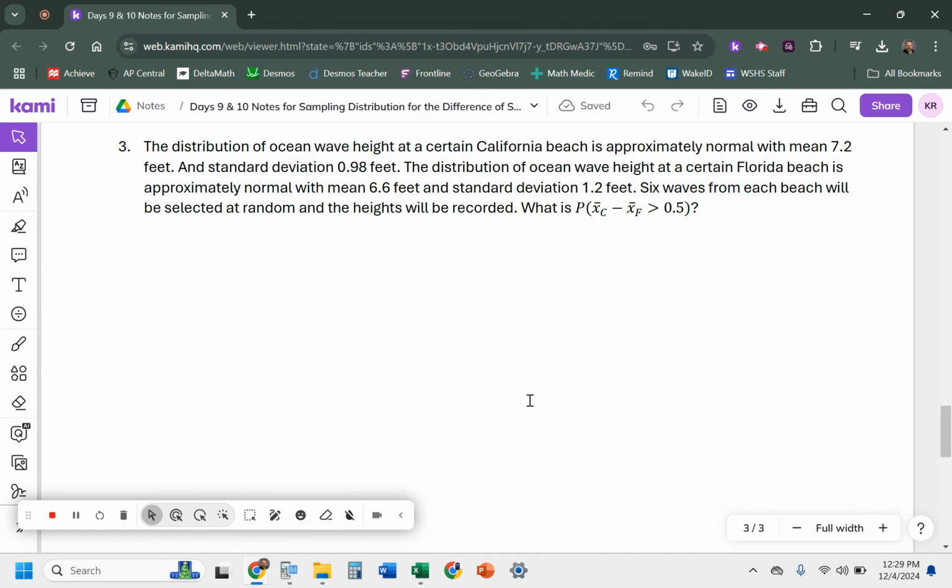All right, now that you have the notes for the first part from yesterday's version that was loaded into Canvas, let's go ahead and complete number 3.